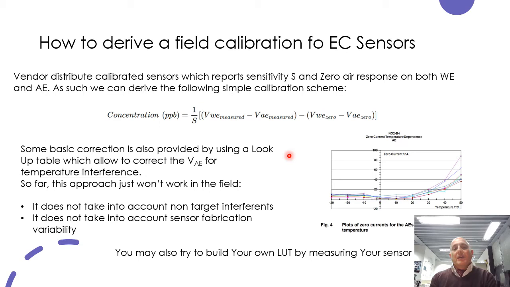It does not take into account sensor fabrication variability, because this lookup table is provided for all the sensors, or for a subset of sensors, which you see, so the variance already in this set of sensors which are measured in the data sheet is significant at particular temperature levels, which by the way can be actually achieved in some region of Europe. It is not uncommon here in Naples to reach 40 degrees in the summertime.